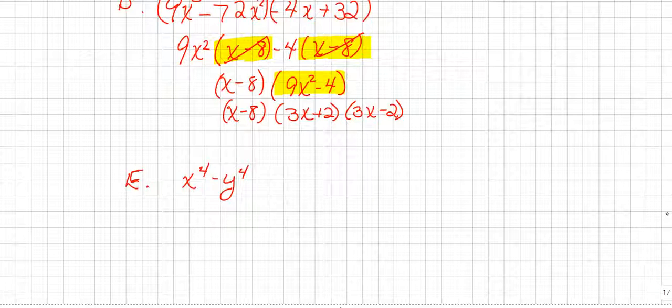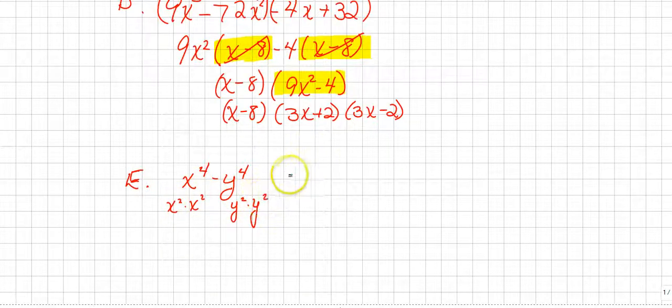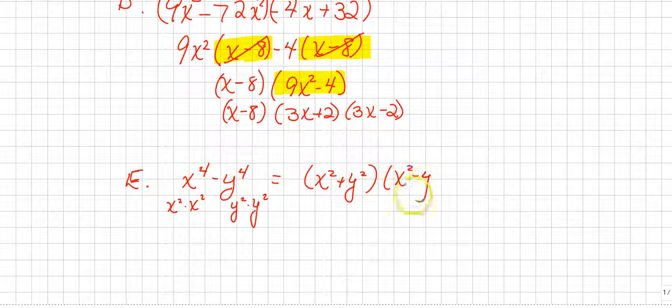Example E, x to the fourth minus y to the fourth. Two terms again. The first thing you always want to think is, is it the difference of two squares or the difference of two cubes. Well, x to the fourth is a square. It's x squared times x squared, and y to the fourth is y squared times y squared. So this will factor into x squared plus y squared, x squared minus y squared.